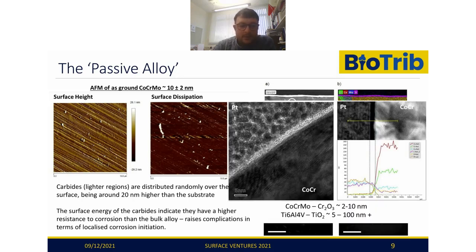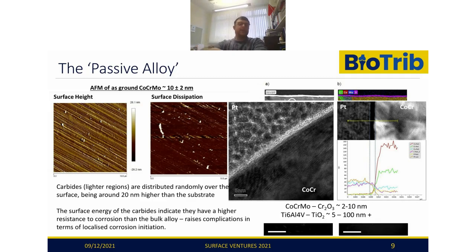I always like to show this image. It's a bit outdated now, actually, but it took me a long time to get. This was one from my PhD, where we were able to image these passive films. They're relatively thin, 2 to 10 nanometers, where you get a hierarchical structure of an oxide on the surface, and then some additional sublayer under there that contributes to the formation of a passive film.